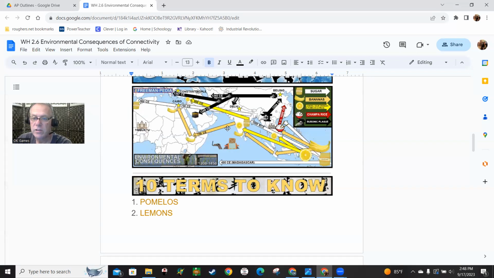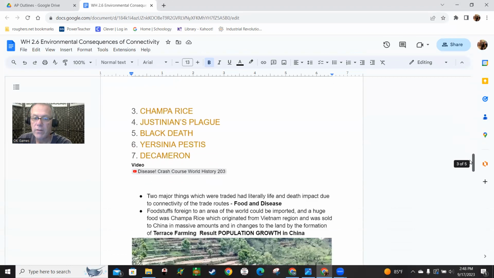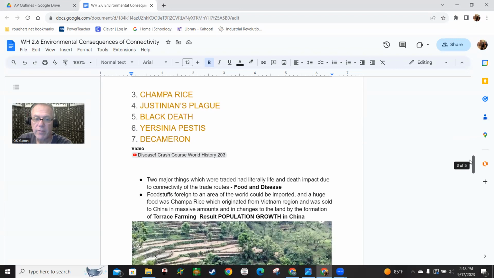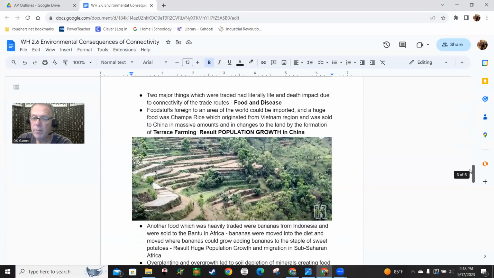And you could then mention the similar timeline of foodstuffs going to Africa and Asia from South Asia, and then of course into the Americas during the Columbian Exchange. So that's it for this chapter.